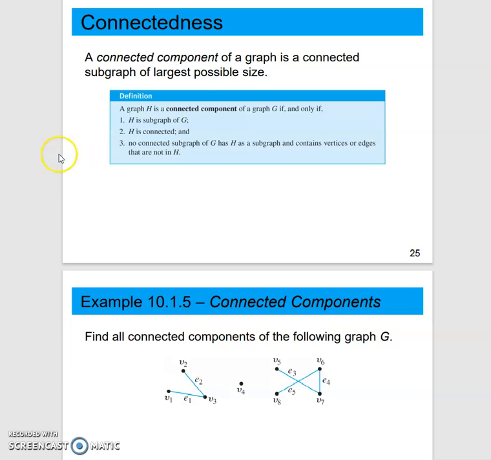We can also talk about connected components. So we can say that H is a connected component of G if and only if H is a subgraph of G, H is connected, and no connected subgraph of G has H as a subgraph and contains vertices or edges that are not in H. So a lot of stuff to keep in mind there.